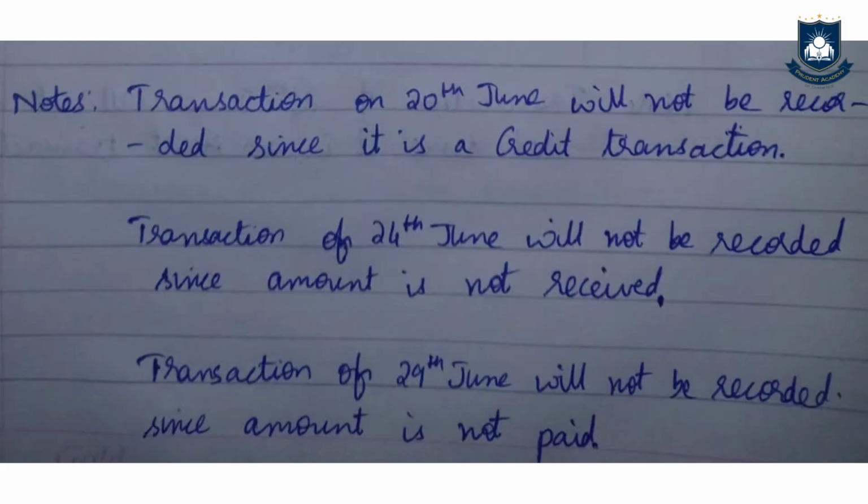For example, the transaction on 20th June will not be recorded since it is a credit transaction. The transaction on 24th June will not be recorded since the amount is not received, it is rent receivable. Remember, the transaction for 29th June will not be recorded since the amount is not paid, it was payable. So with this, I end a comprehensive revision on a single column cash book, that is a simple cash book.